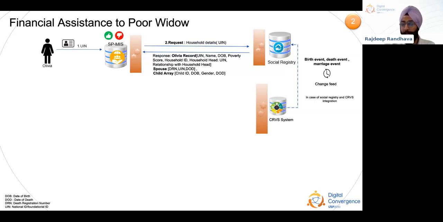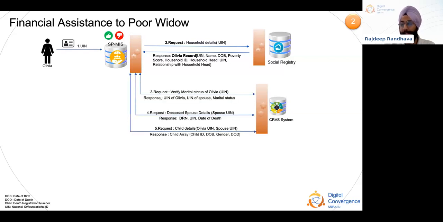So this is a scenario where social registry is fully integrated with the CRVS system, and the CRVS system on a periodic basis is updating the social registry. However, in some countries, the CRVS system is not integrated with social registry and is a standalone system. In that case, the SP-MIS can send Olivia's UIN to CRVS system to verify her marital status and fetch her spouse's details and their child details.